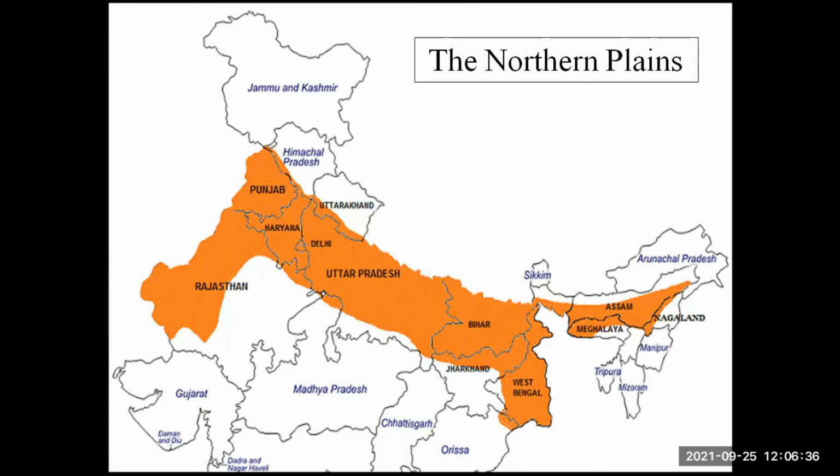We will find the vast northern plains that stretch south of the Himalayas from west to east for about 2,400 kilometers. This region lies between the Himalayas in the north and the peninsular plateau in the south. And these plains are formed by the river systems of the Ganga, the Indus, and the Brahmaputra.